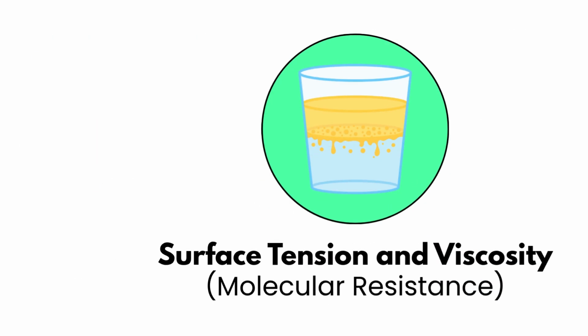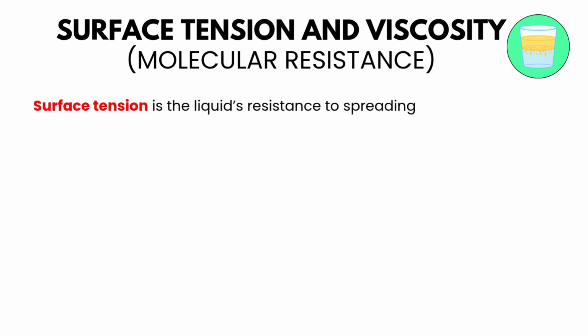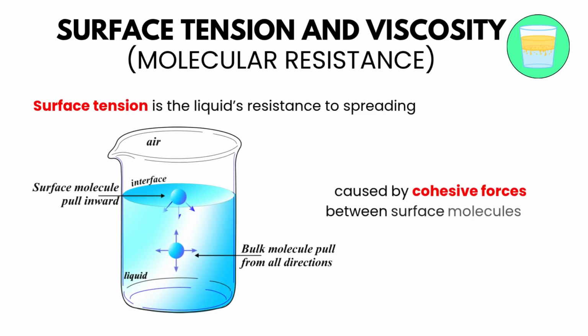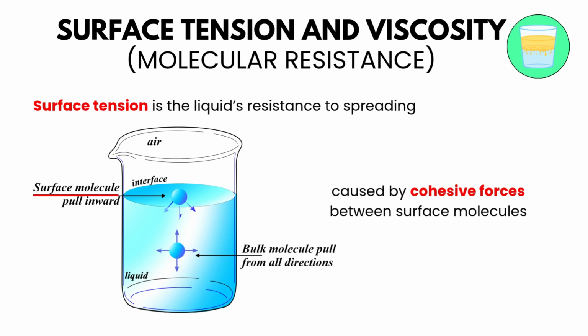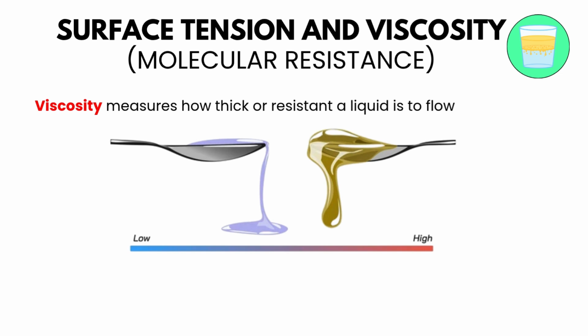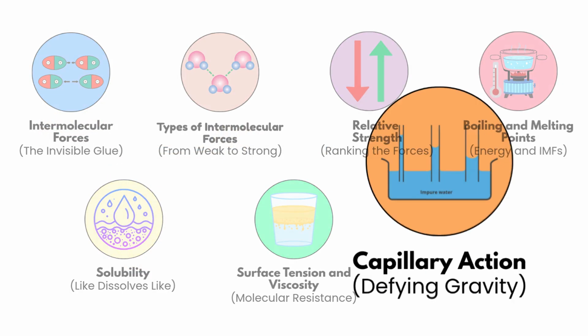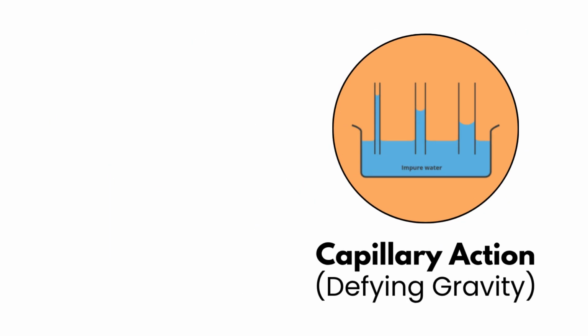Surface tension and viscosity, molecular resistance. Surface tension is the liquid's resistance to spreading, caused by cohesive forces between surface molecules. Viscosity measures how thick or resistant a liquid is to flow. Stronger IMFs mean higher viscosity. Think honey versus water.